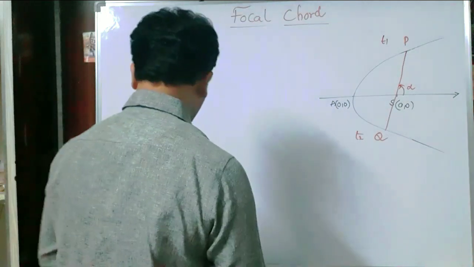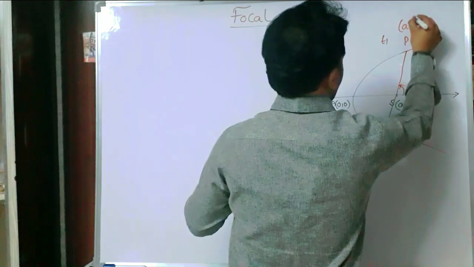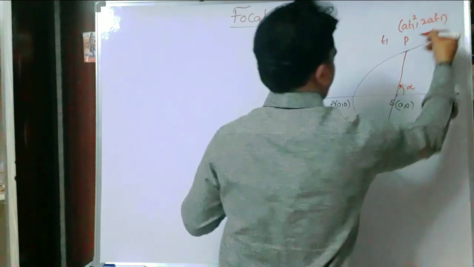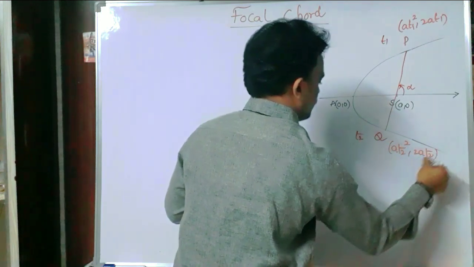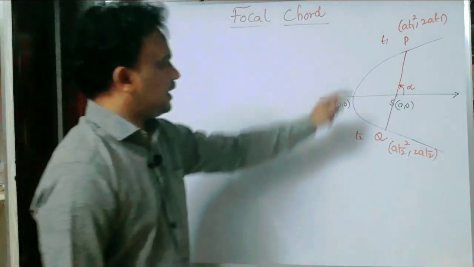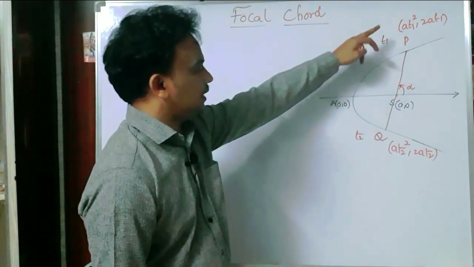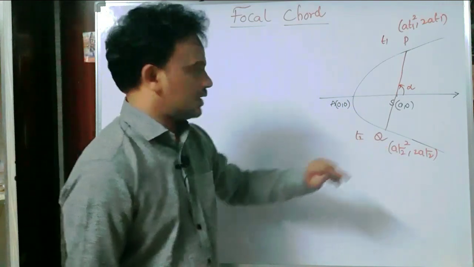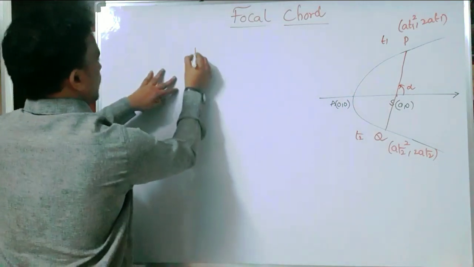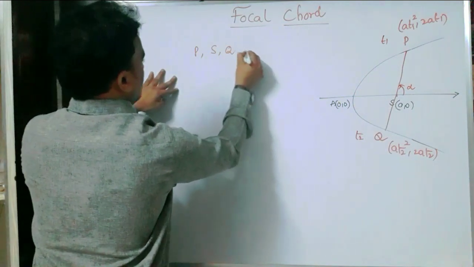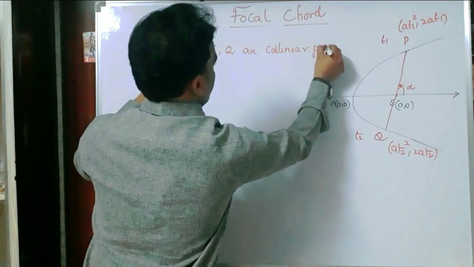Let us see. Suppose the first point is (a t1 square, 2a t1) and the second point is (a t2 square, 2a t2). So the ends of the focal chord are (a t1 square, 2a t1) and (a t2 square, 2a t2). From the diagram it is very clearly PSQ. They are collinear points.